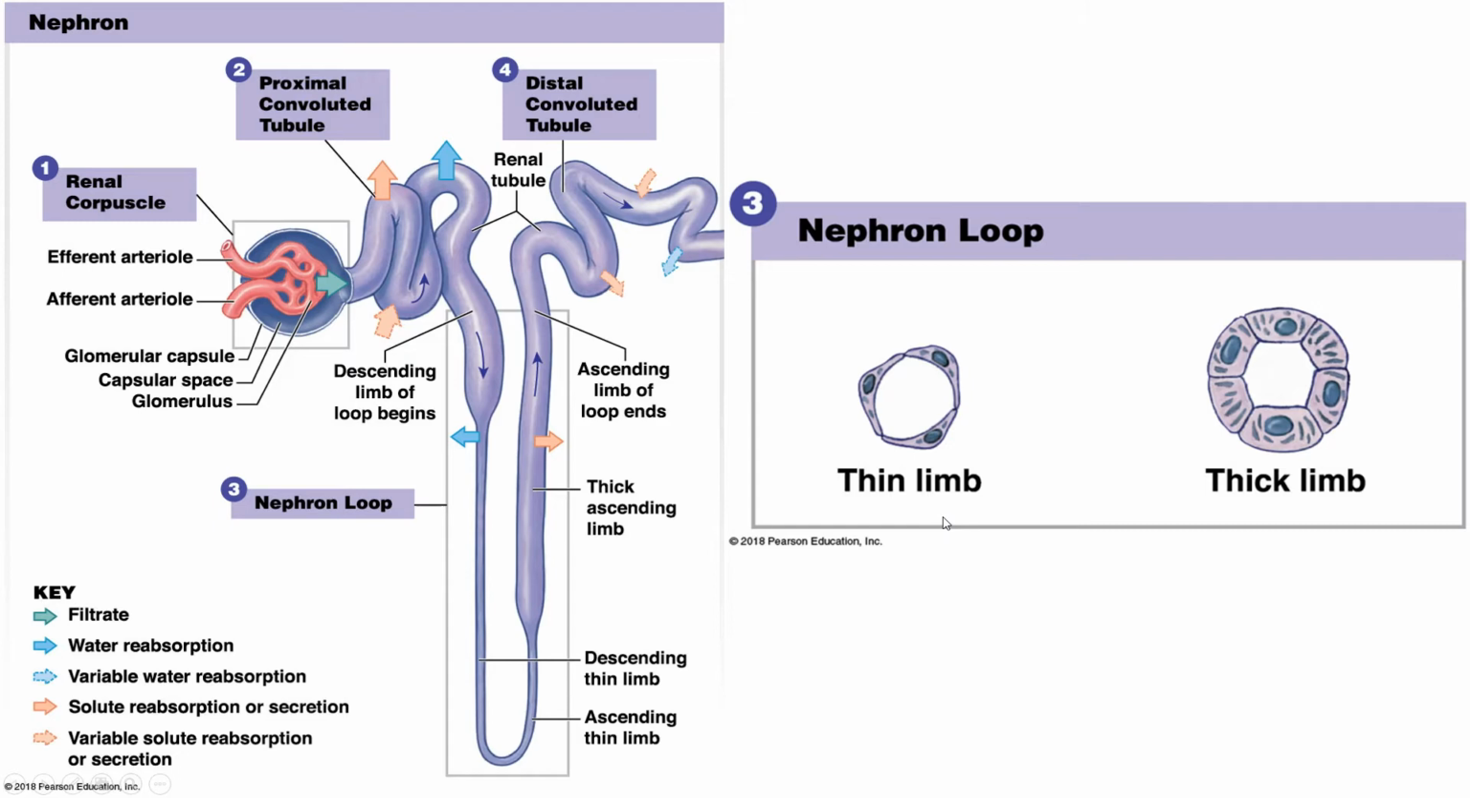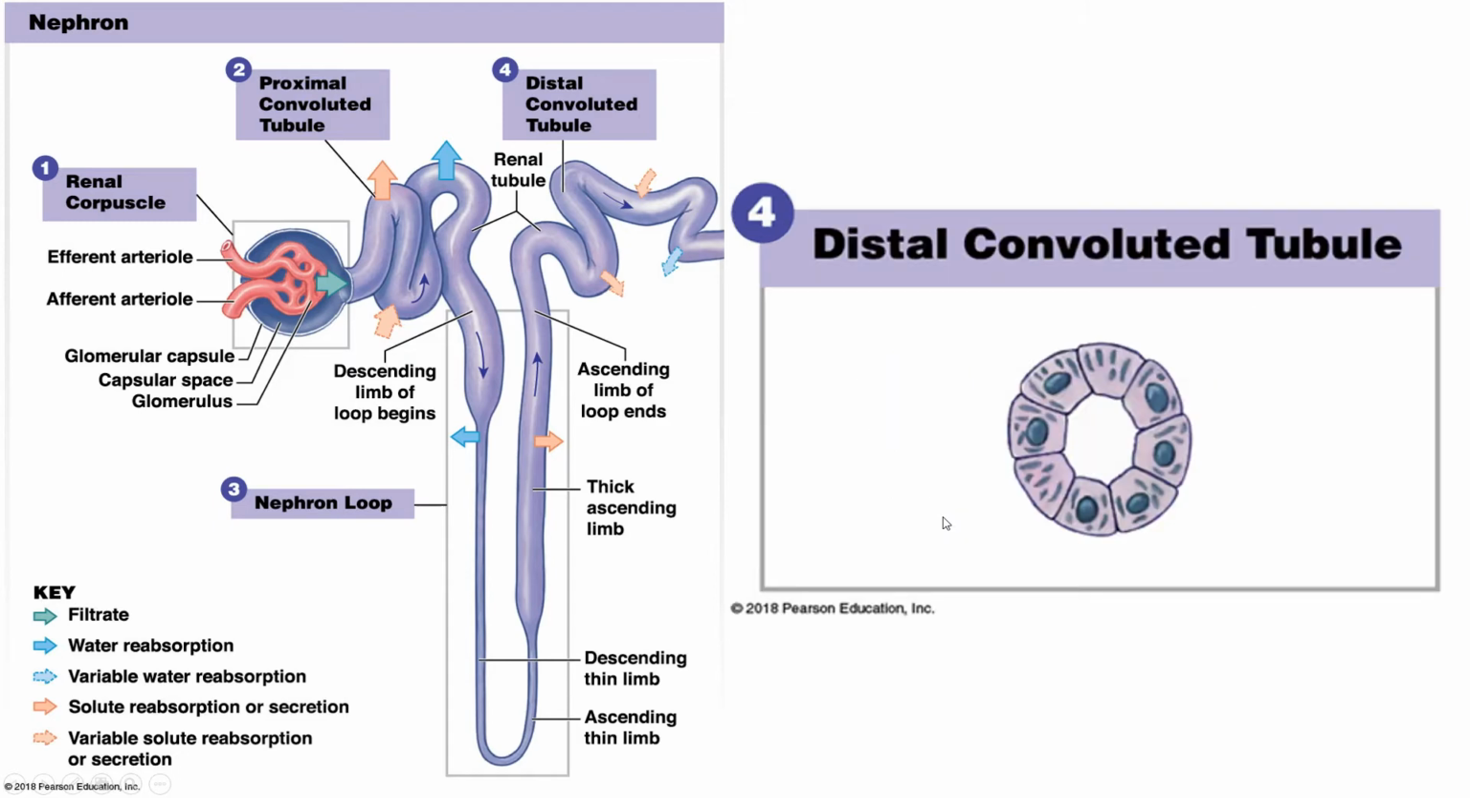Lastly, when the ascending limb gets back to the cortex, it is going to be called the distal convoluted tubule or the distal tubule. And of course, it will also have straight areas and convoluted areas, just like the proximal convoluted tubules. But you'll see that this is going to be composed of a cuboidal epithelium that lacks a brush border. So you can tell that not much reabsorption is going to occur here, and of course, you can see by these arrows.